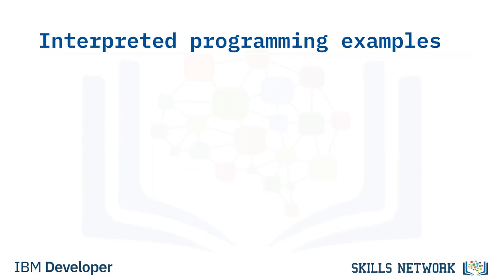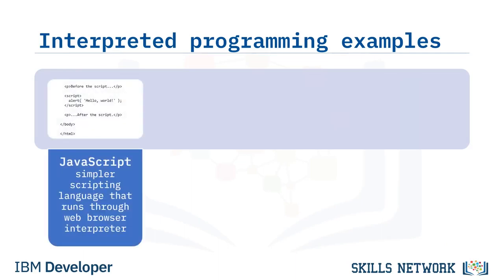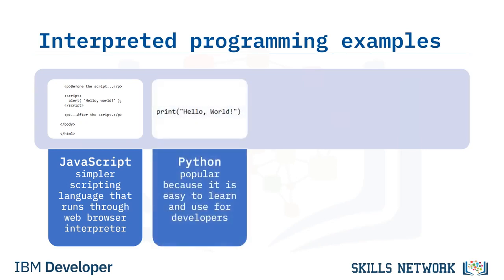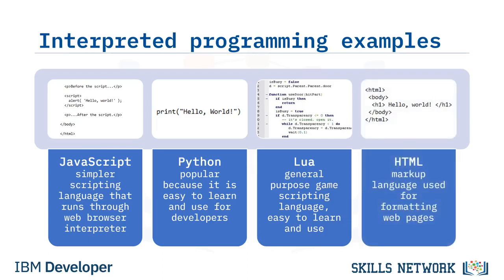Several different interpreted programming languages exist. Some examples of common interpreted programming language types are JavaScript, a simpler scripting language that runs through the web browser interpreter. Python, a language that is popular because it is easy to learn and use for developers. Lua, a general-purpose, lightweight game scripting language that is easy to learn and use. And HTML, a markup language used for formatting web pages.